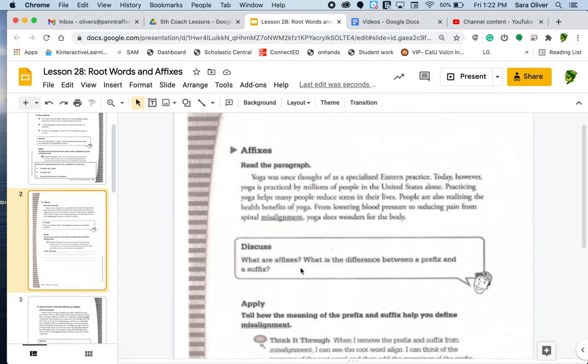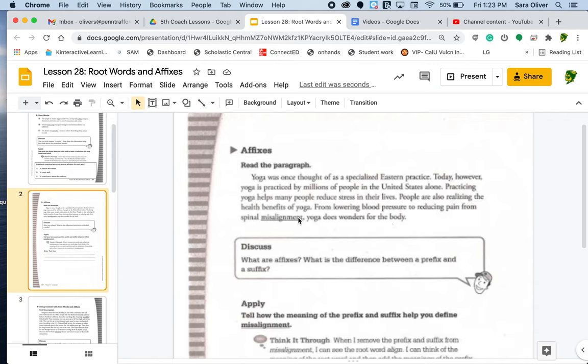Yoga was once thought of as a specialized Eastern practice. We have a suffix here, people from the East. Today, however, yoga is practiced by millions of people in the United States alone. Practicing yoga helps many people reduce stress in their life. People are also realizing the health benefits of yoga, from lowering blood pressure to reducing, making it less, spinal misalignment. Yoga does wonders for your body.